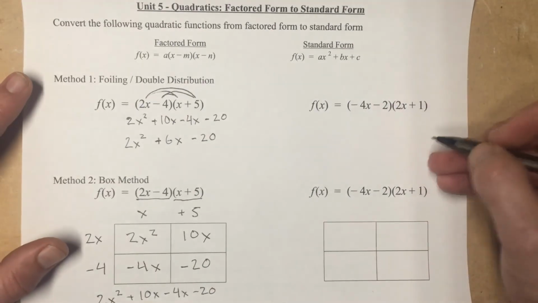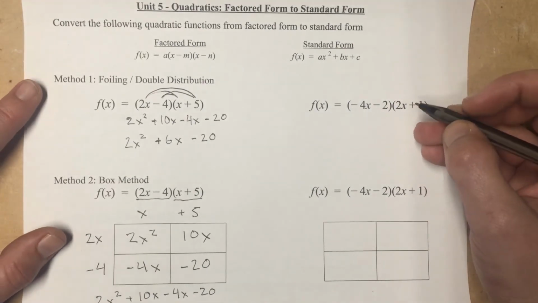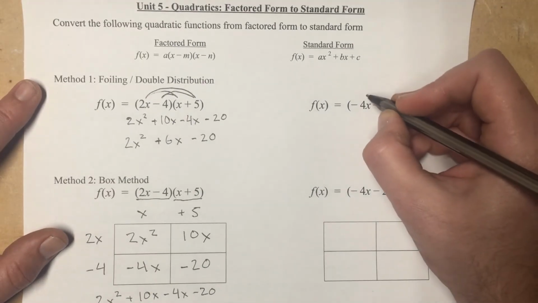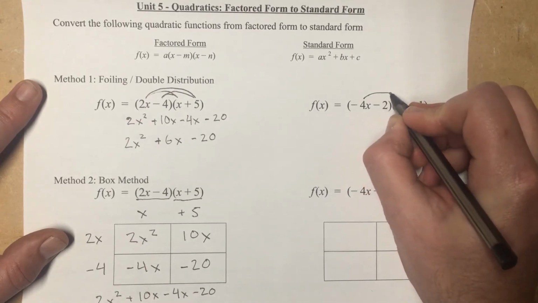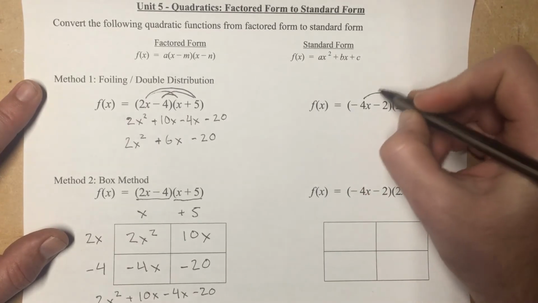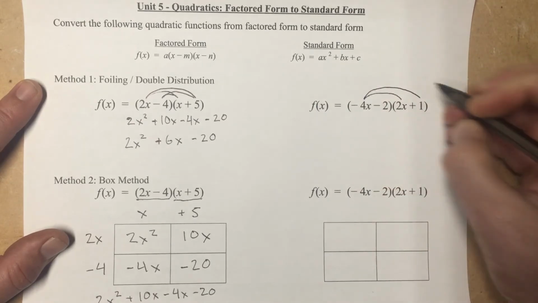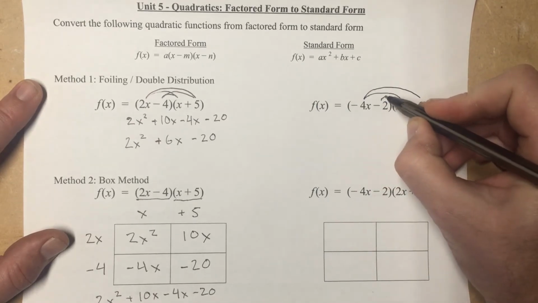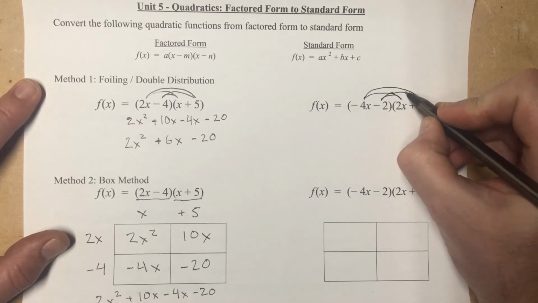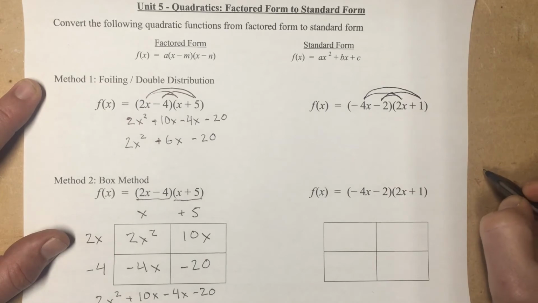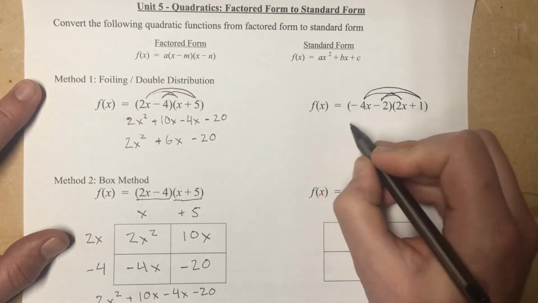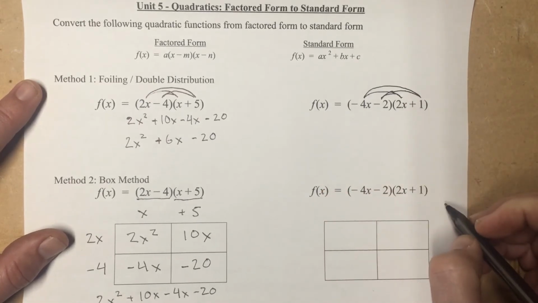First, I'm going to do it using foiling or double distribution. So this negative 4x is going to multiply to the 2x. It's also going to multiply to the positive 1. And this negative 2 is going to multiply to the 2x, and it's also going to multiply to the positive 1. All right, so let's do all that multiplication and make a nice clean line here.